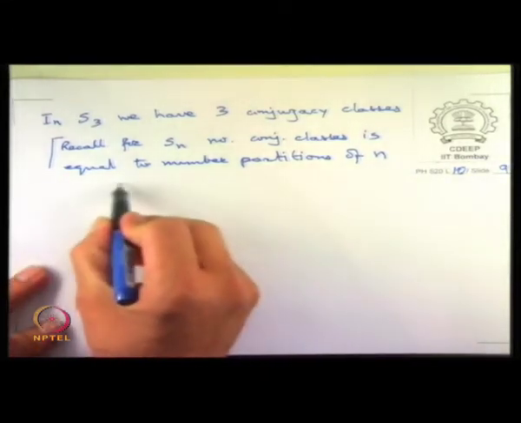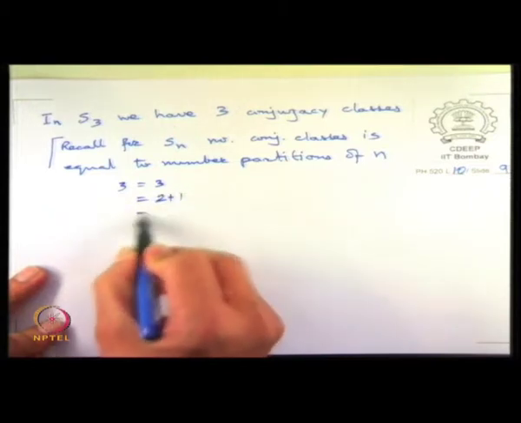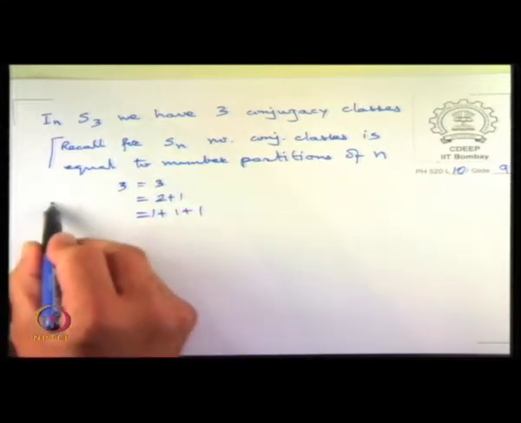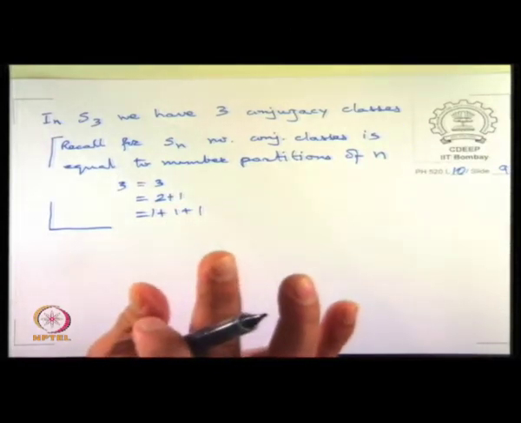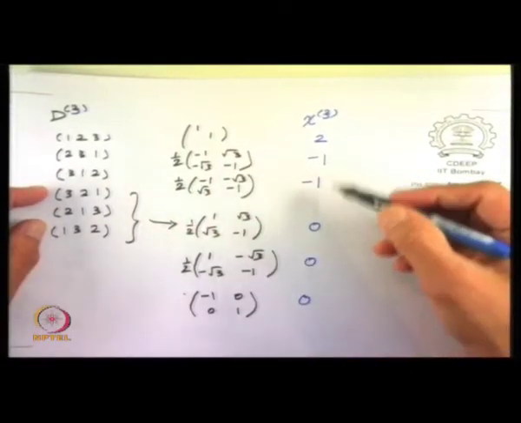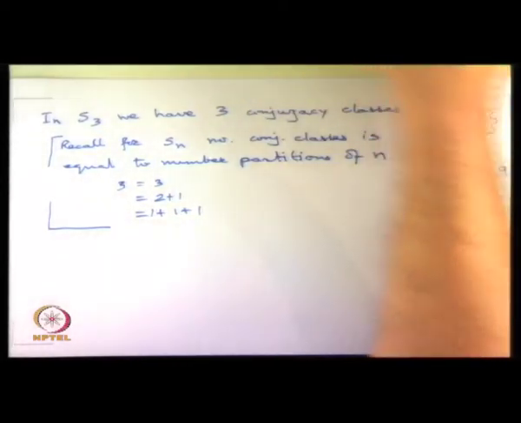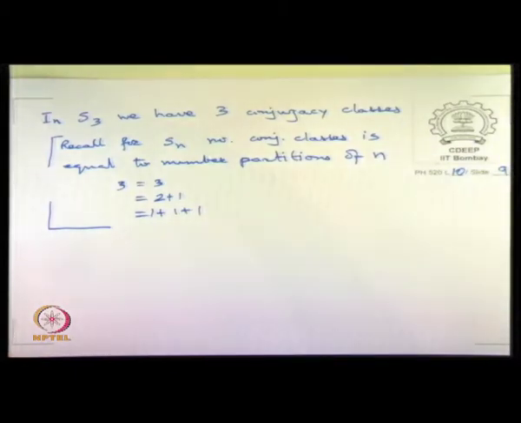So here we have 3 equal to 2 plus 1 equal to 1 plus 1 plus 1. So there are 3 ways of partitioning 3, and therefore there should be 3 independent conjugacy classes, which we also see directly in terms of this list, because they split up like this. So clearly there is this conjugacy class, this and this. So we denote the conjugacy classes by C and then write out their characters.